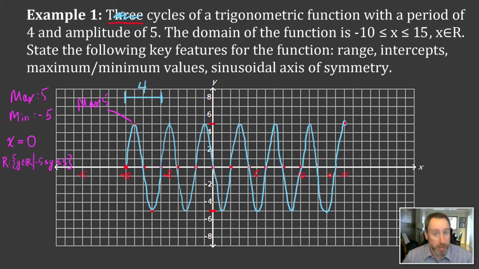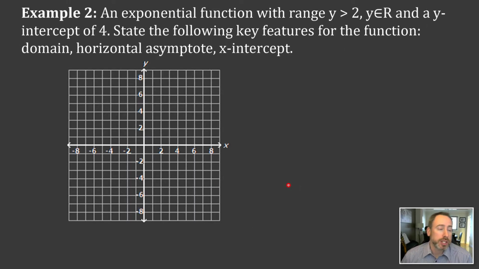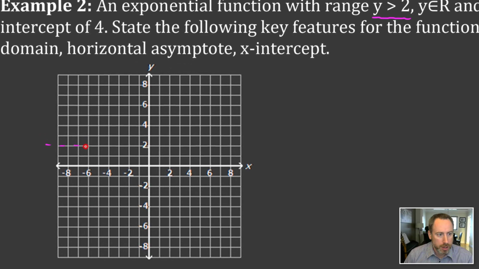Let's take a look at another example. It won't be periodic, so let's do an exponential function with a range of y is greater than 2. So we're focusing on anything above a y value of 2, and you just draw your Cartesian plane accordingly. I could have not drawn the bottom part necessarily. We've been asked for it to be an exponential function, and it has a y-intercept of 4. So we're going to hit the y-axis at 4.